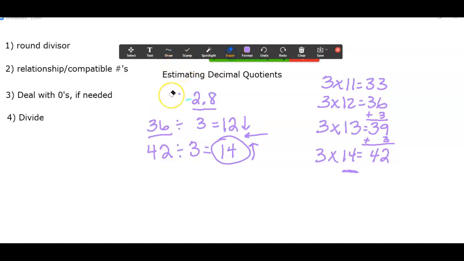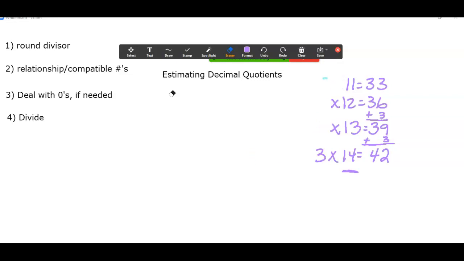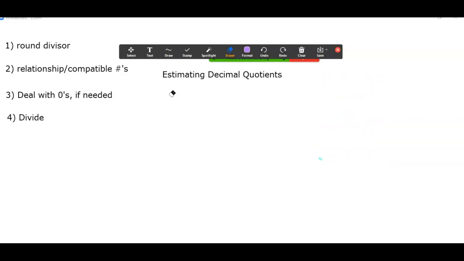All right, let's do another one. I hope you're all taking notes as we do this, because this can be tricky if you don't pay attention. All right, let's do 102 divided by 9 and 6/10.